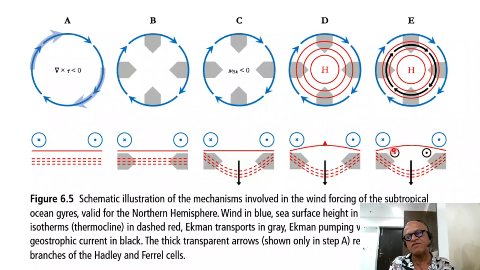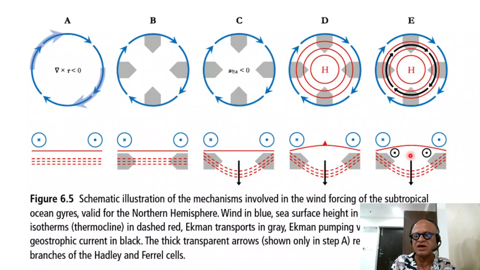So wind driven Ekman pumping is creating the trough in the thermocline, creating a ridge in the sea surface height and the pressure gradient, and giving you a geostrophic flow. So you can see the flow here driven by the winds. Blue are the winds, the dashed reds are thermocline, solid reds are sea surface height, and this is the sea surface height here, and so on and so forth. So we'll come back and see how this works.